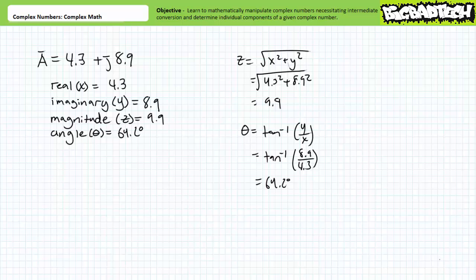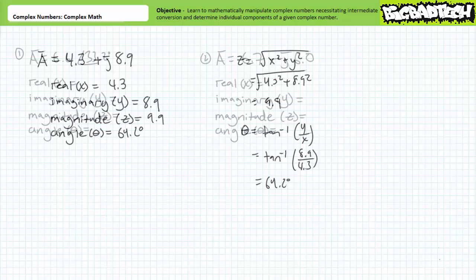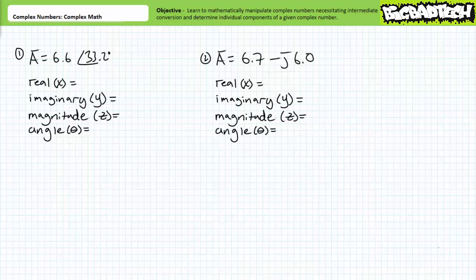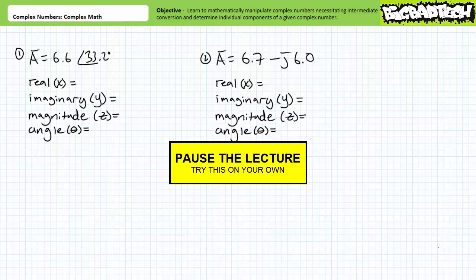Don't make these disassociation actions hard. All they're asking to do is isolate specific components of complex numbers: real, imaginary, magnitude, or angle. The only time it ever gets even remotely hard is if you have to perform a conversion prior to solving for a specific component not present in the given format. Put your understanding of these tasks to the test with this set of example problems. Given a complex number in a particular format, determine the real, imaginary, magnitude, and angle components. By all means, pause the lecture and try this on your own.